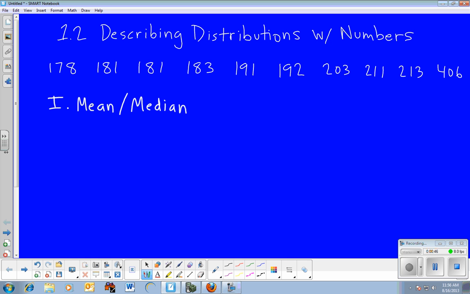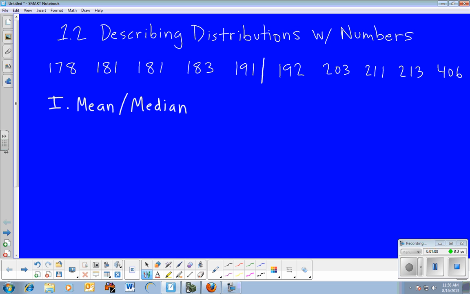Okay, so I don't think I need to tell you what these are. The mean is what we usually call the average. We add them up and we divide. The median is the middle number. If you have an even amount, there isn't necessarily a middle number, so in this case, our median would be 191.5. We would take the average of the middle two numbers.